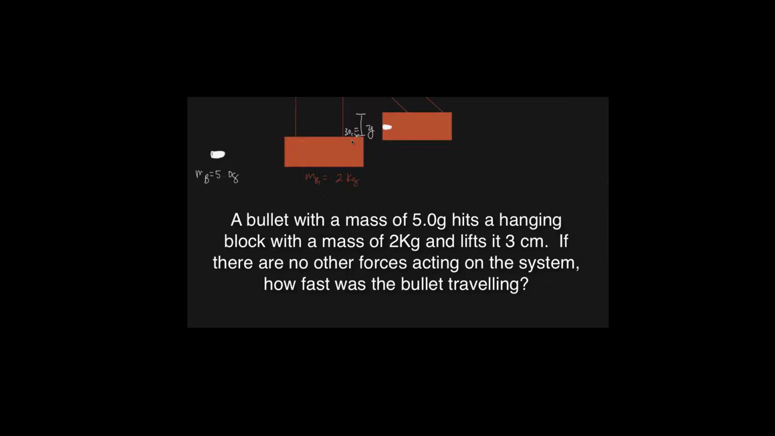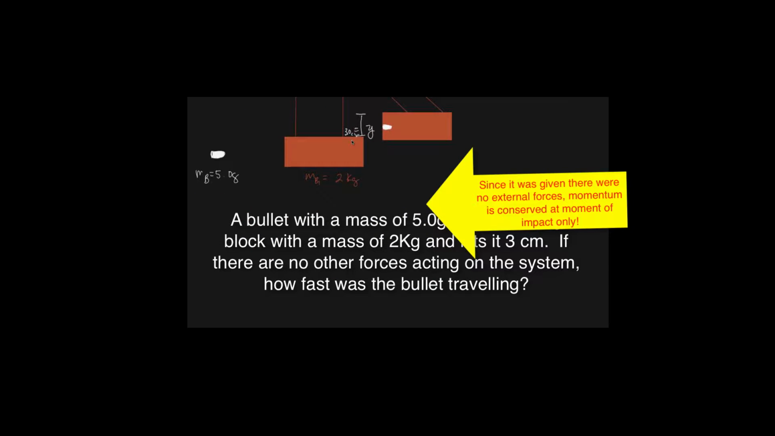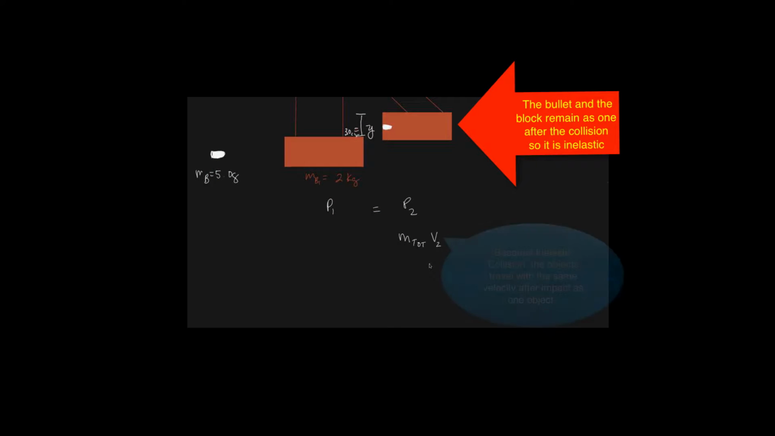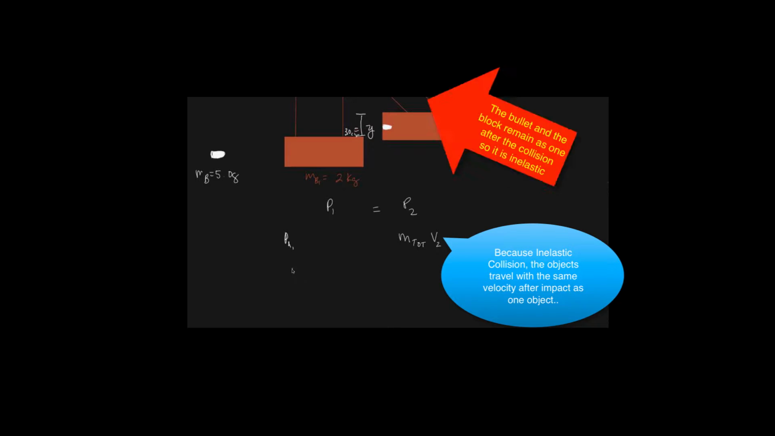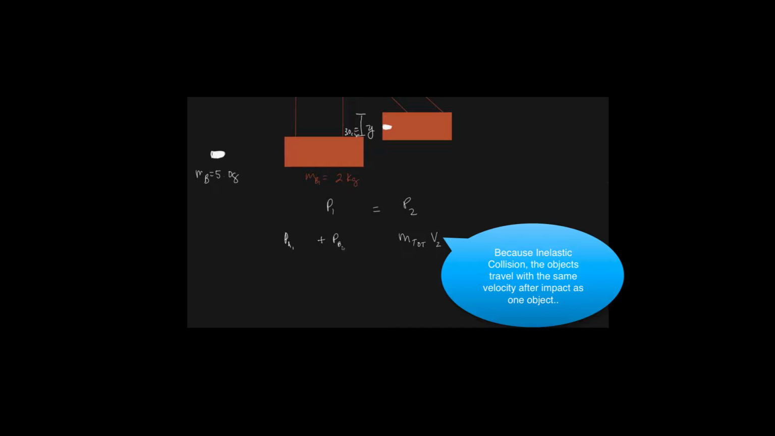So first thing we should, because there's no external forces, we assume that the momentum is conserved, right? So we can say P1 equals P2. Now the difference here is that because it's inelastic, we're going to have a mass total times a combined velocity post-collision. There's no A and B on the right side. Are you with me? On the left side, we're going to have PA1 and then PB1.